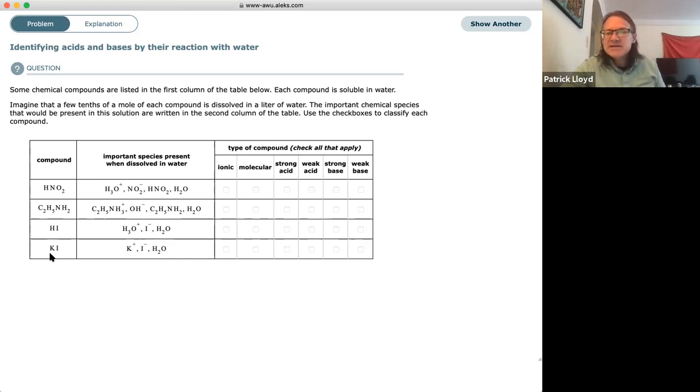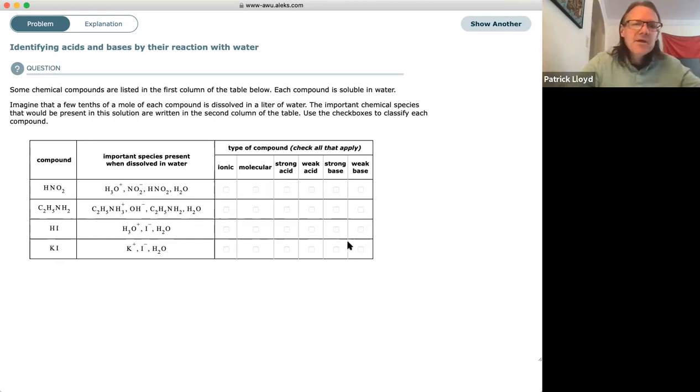KI doesn't have any hydrogen in it at all, so it's probably not an acid. It doesn't have any OH, it's unlikely to be a base. It doesn't have any nitrogen, it's unlikely to be a base. But let's take a look. We got K plus, I minus. This is just dissolving a salt into water. KI is just a salt. So it's an ionic compound and it's neither an acid nor is it a base.